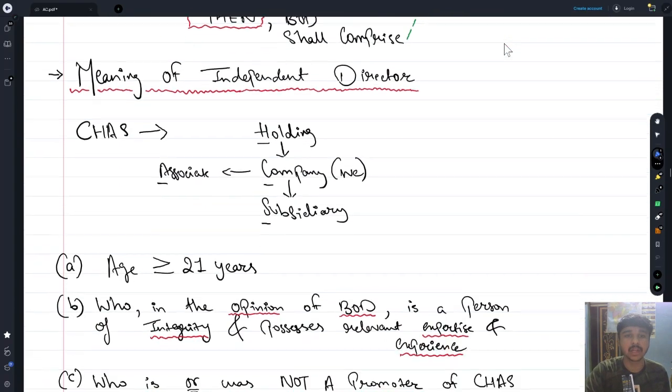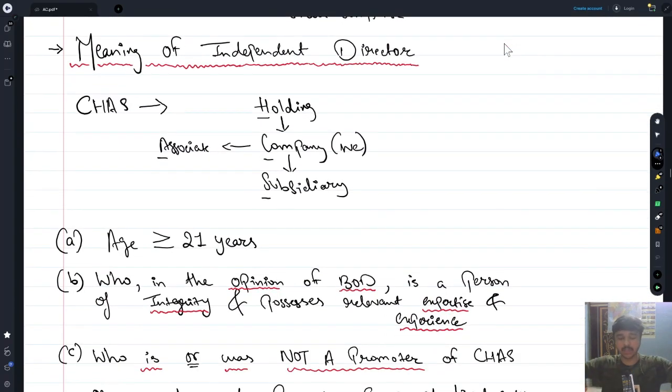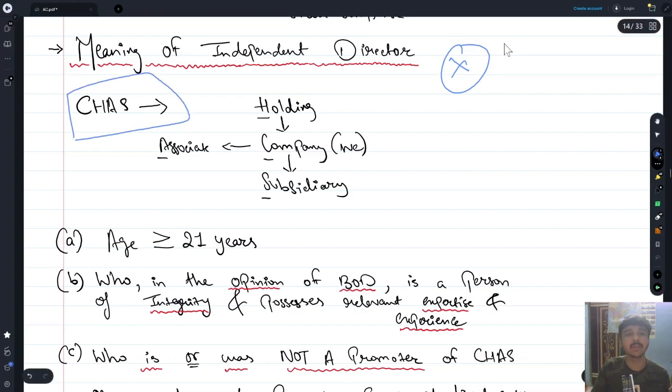Now we are coming to independent directors. Now we'll say, brother, what is an independent director? What does it mean? I would say independent director means a director who is not a dependent director. No, SEBI is saying that is not how you are going to define independent. SEBI says, firstly, everybody knows CHAS.